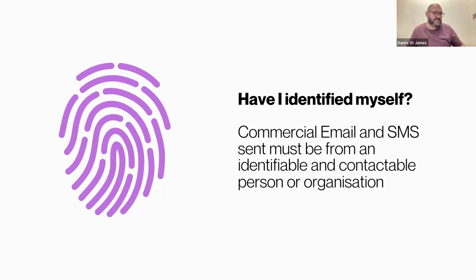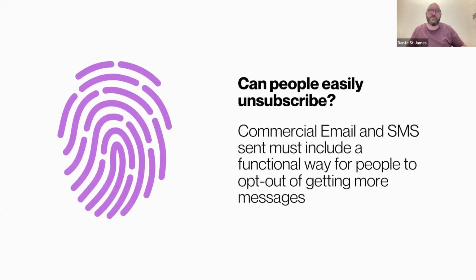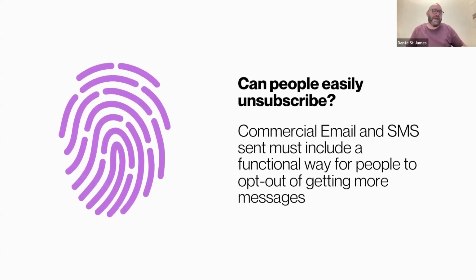If I get a suspicious email that I can't quite nail down whether it's a fake one or not, and I've got the information of who to contact and where, or at least what organization to reach out to, I can check with them and say, hey, I just got an email from you guys, I want to check if it's legit. And they say, oh yeah, it's legit. Okay, cool, thank you for letting me know. And then you can act on that accordingly. So that's why you have to have those pieces of information in there, so people can check the legitimacy of it. Are people easily able to unsubscribe? Any commercial email and SMS sent must include a functional way for people to opt out of getting any more messages.